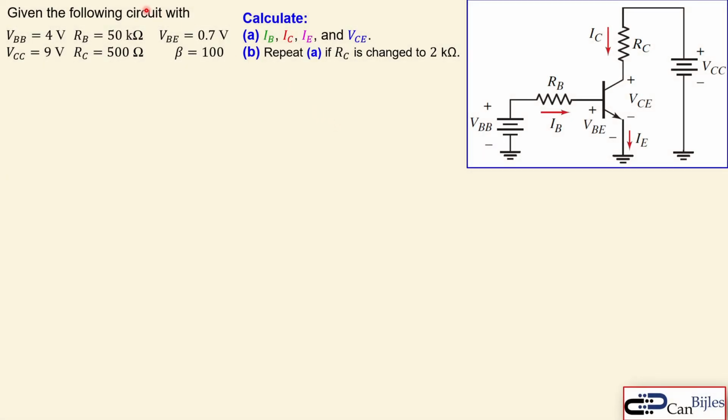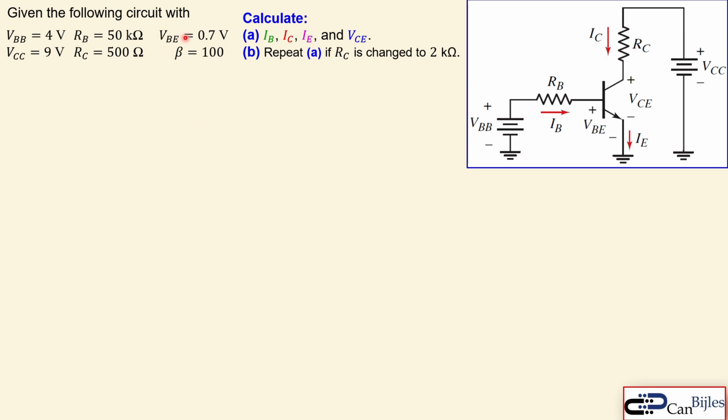We have the following circuit given with these values. We have two DC voltage sources, VBB and VCC. The values are shown here. And we also have two resistors, RB and RC. This is called the base resistance, and this is the collector resistance. The values are shown here. So 50 kilo ohms for the base resistor and 500 ohms for the collector resistance.